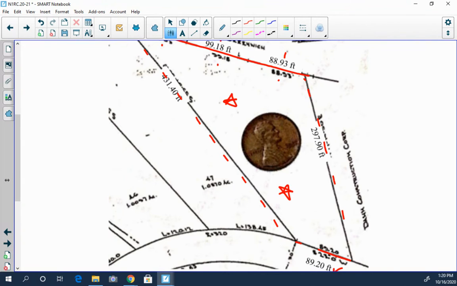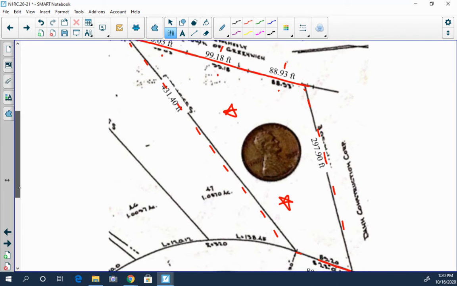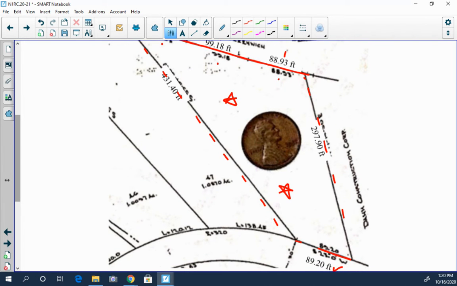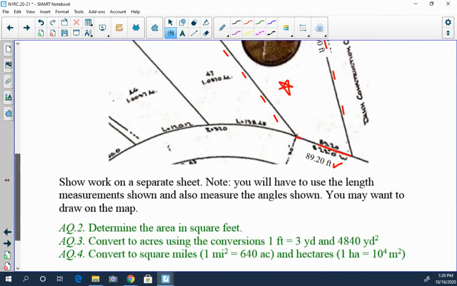It is just a quadrilateral. It's not a trapezoid. You don't really have anything going for you as far as symmetry. So you're going to have to break this up somehow. You're going to have to use your protractor and your ruler carefully to break this up into shapes and figure out the area. So that certainly can be done. And the first question is to determine the area in square feet.